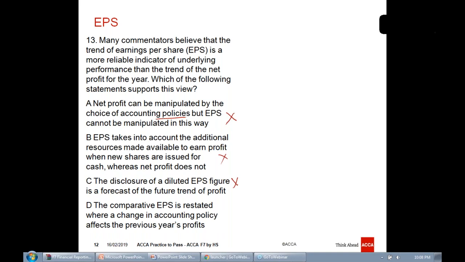The comparative EPS is restated where the change in accounting policies affects the previous year's profit. So when the previous year's profit is restated, then EPS is also restated. So what is the right answer?